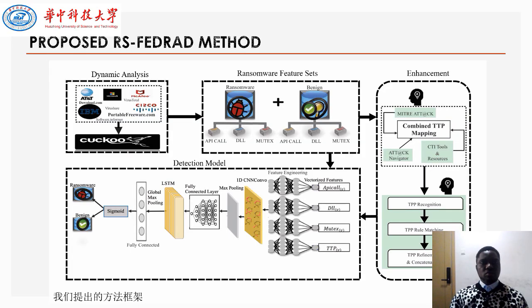So in this slide, we introduce our proposed framework, the RS-FEDRAD method. So this framework consists of 4 modules or 4 stages. So in the dynamic analysis module, we dynamically analyze known ransomware attributes to extract API calls, DLLs, and mutex exclusions.